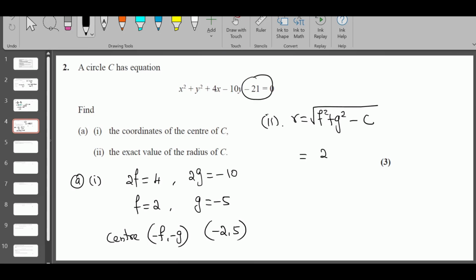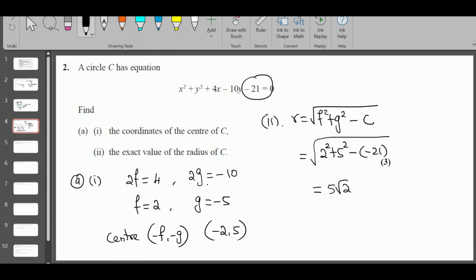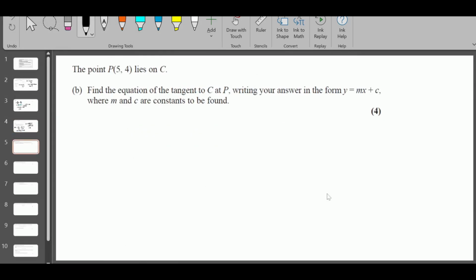So f square plus g square minus c. C is already a negative number. That's going to be 25 plus 4, 29 plus 21 is 50. Square root of 50 is 5 root 2. That's the radius. The point P of 5, 4 lies on the circle.